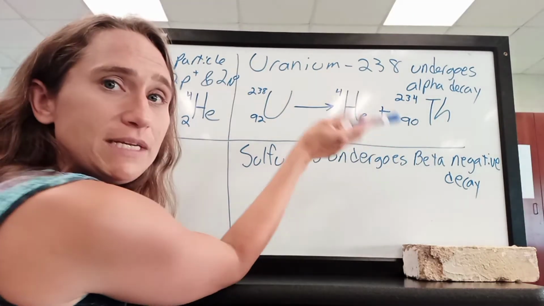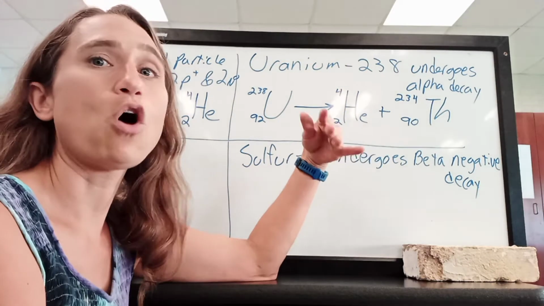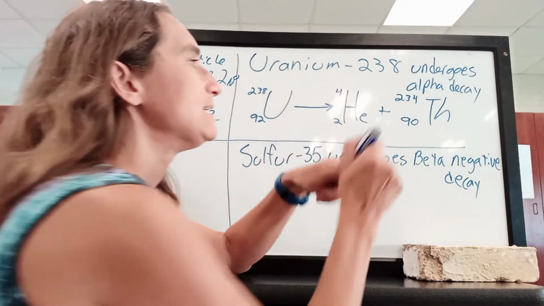The one thing we do need to add still to this is, in addition to alpha decay and beta decay and all of our other decays, what comes along with all of these things is gamma radiation.